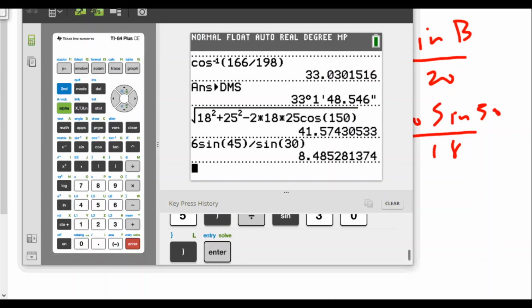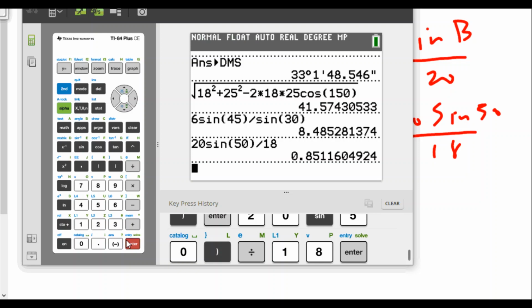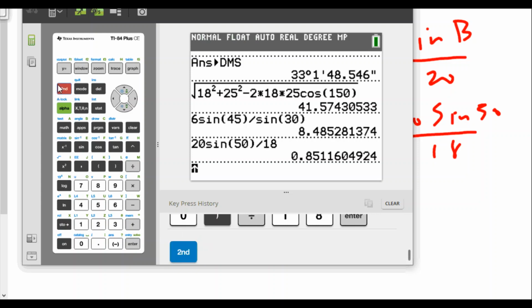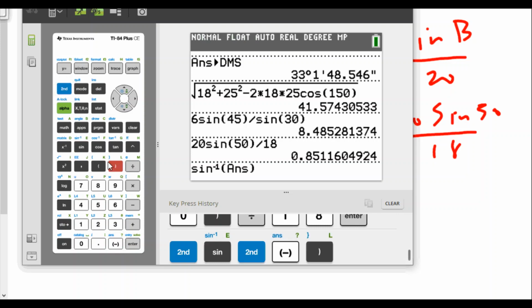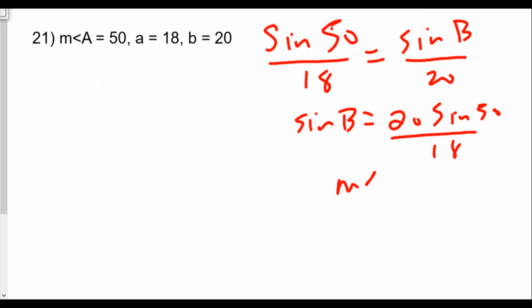20 sine of 50. So here we go. 20 sine of 50 divided by 18. And we get 0.851160. And so we're going to find the inverse sine of this angle, sine -1. We're going to do second and then negative to enter the answer from before. We will find in this case the angle measures about 58 degrees. So we'll say in this case the measure of angle B is approximately 58 degrees.